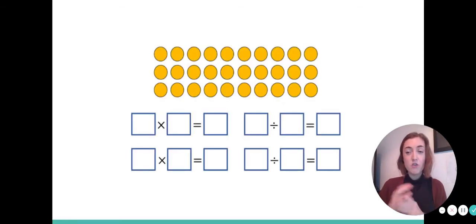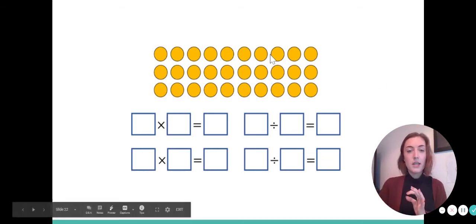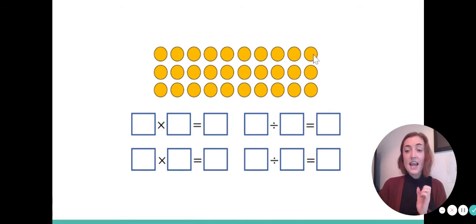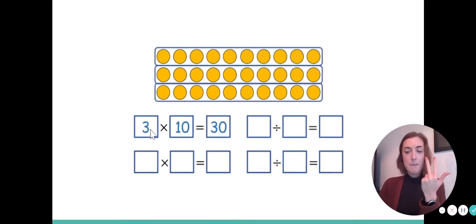Okay, we're going to use an array to help us see that now in a picture. So here I have an array. I have 1, 2, 3, 4, 5, 6, 7, 8, 9, 10 groups. And in each group there is 1, 2, 3. 10 lots of 3. Okay, well I can count in 10s. Let's count in 10s 3 times. 10, 20, 30. My first number sentence is 3 lots of 10 equals 30.